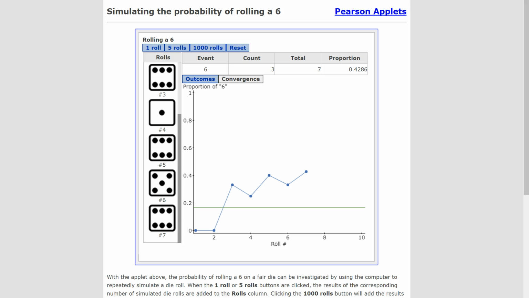So what the law of large numbers says is if I were to perform this experiment over and over and over again, this probability should approach a certain number. Now, what number do you think that the probability would approach?